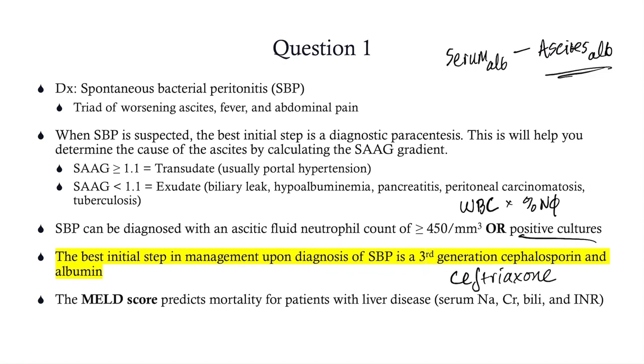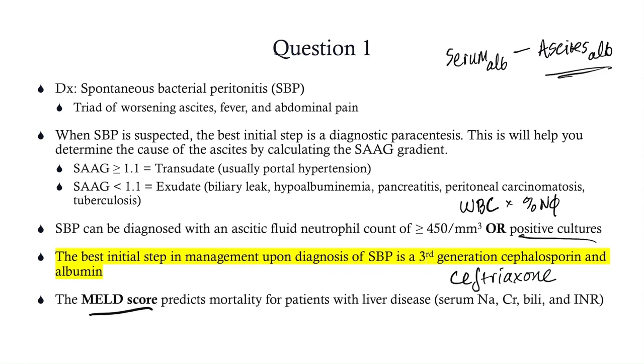Now, there is something that does come up, particularly on step 3. A lot of questions on step 3 like to go after what is this patient's prognosis? That is something that kind of separates step 3 from step 2. There's a lot of overlap, but step 3 likes to ask, what's this patient's prognosis? Because you're going to need to talk about that with patients. And so one of the ways that we can figure out what the prognosis is, is something called the MELD score.